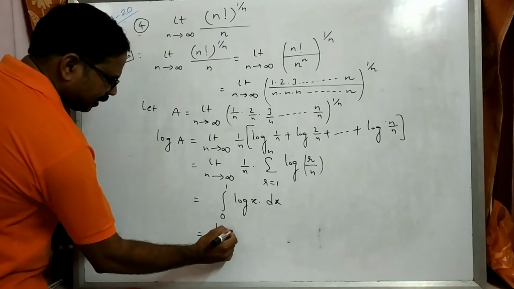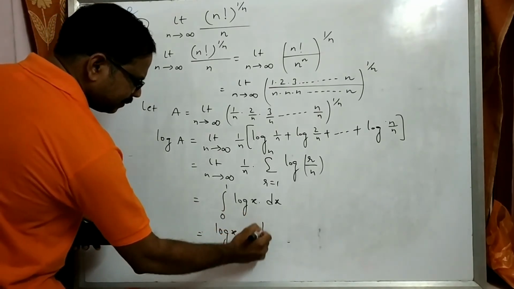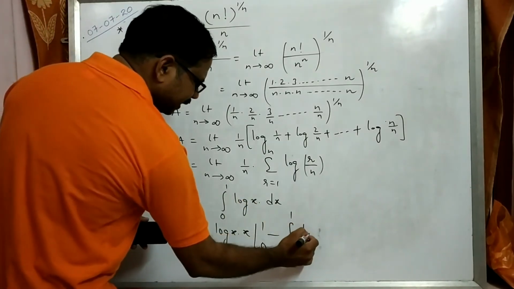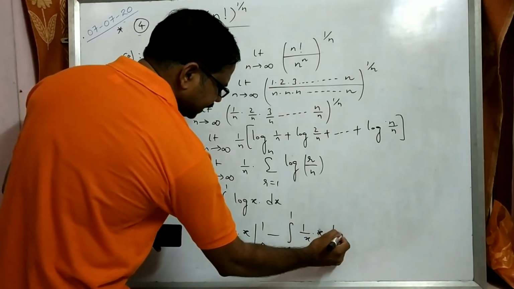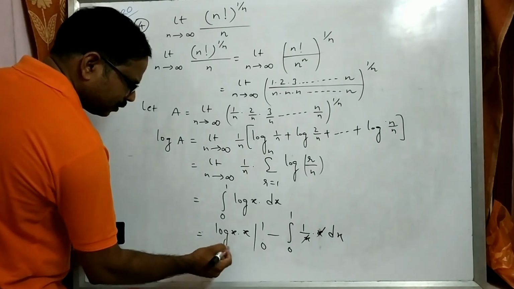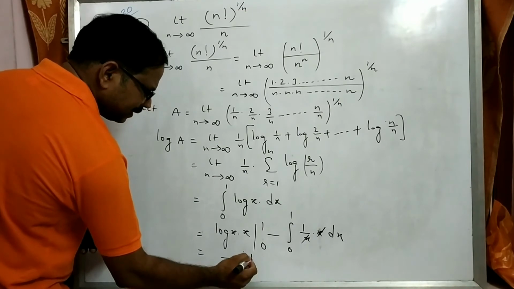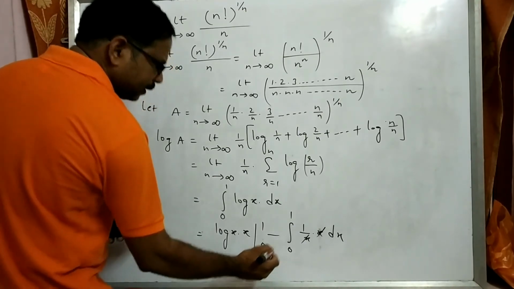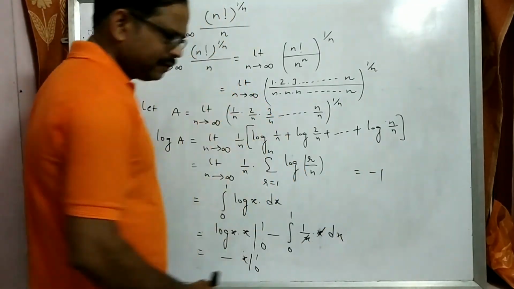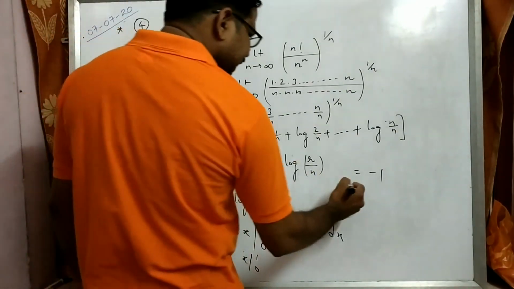First function log x into second function 1, integration is x. Limits are 0 to 1, minus integral 0 to 1 f dash x, 1 by x, integration x dx. X cancel. So if I put here 1, log 1 will be 0. So completely 0 it becomes, minus of 1 integration is x, limits are from 0 to 1. That equals 1 minus 0. So minus 1 will remain. Right? So this side what do you have?